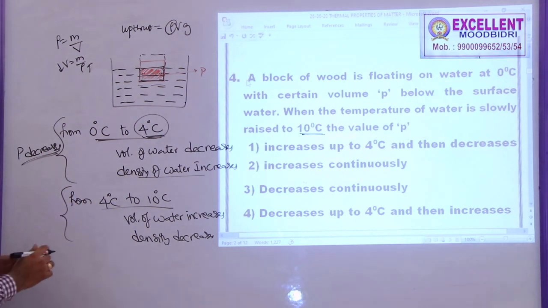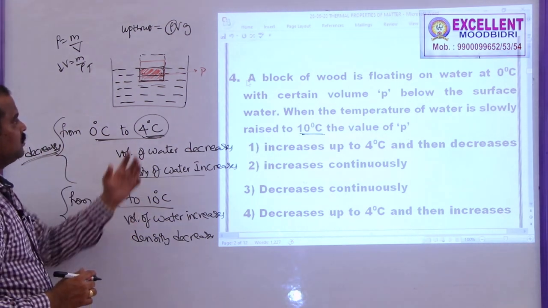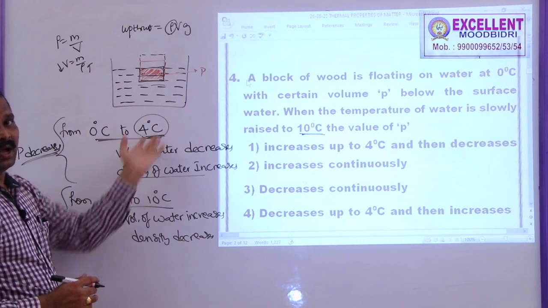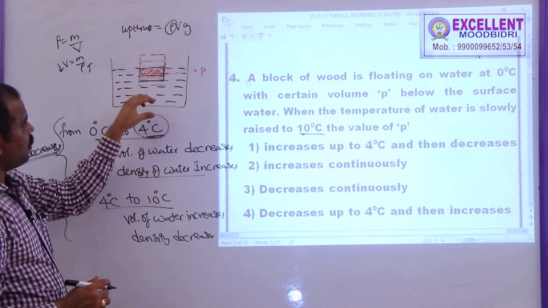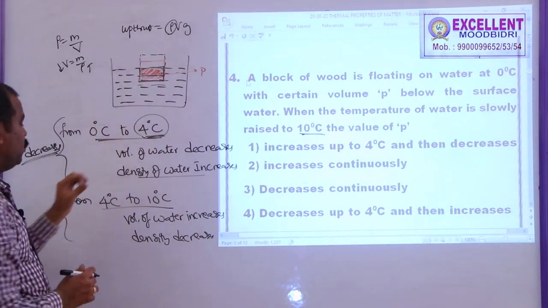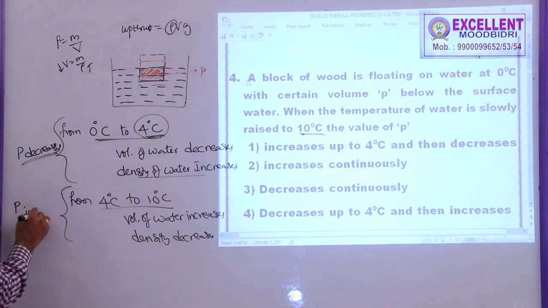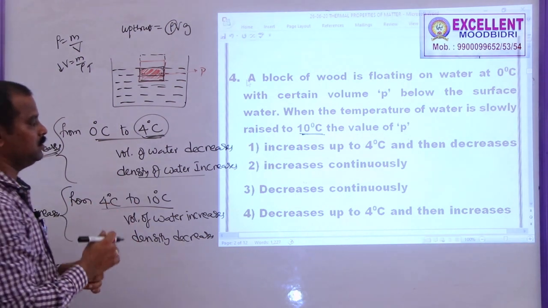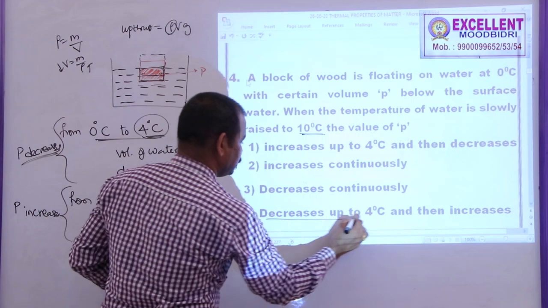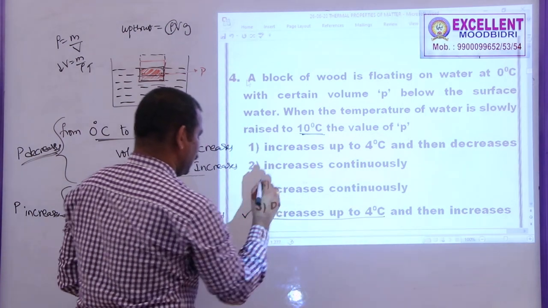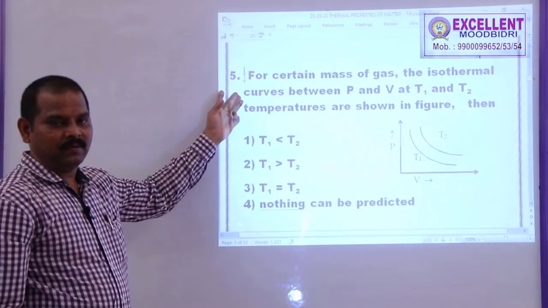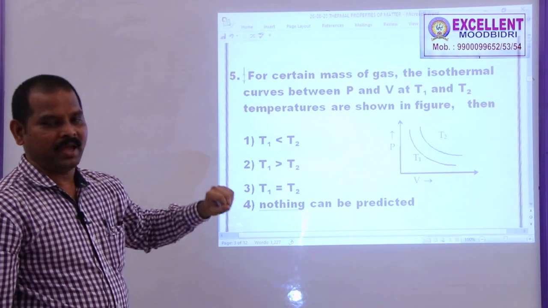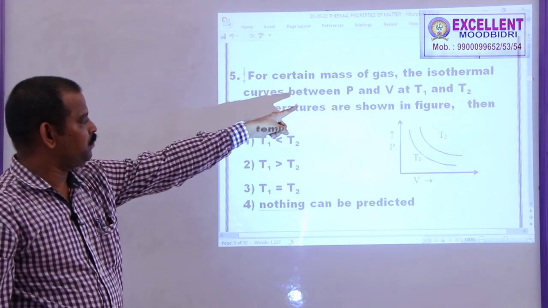After that, from 4 to 10 degrees, as the density of water decreases, upthrust decreases, then the weight of the block remains the same, which is more. So P value here increases. So in this problem, it is not continuously increasing, it is not continuously decreasing. Here it decreases up to 4 degrees and then increases. Option 4 is correct.